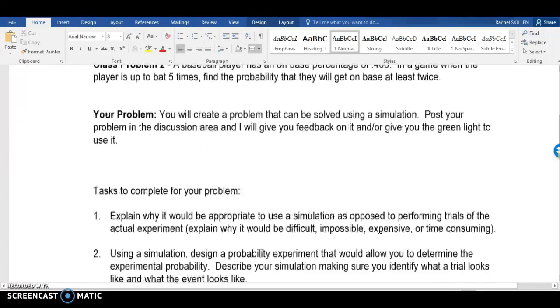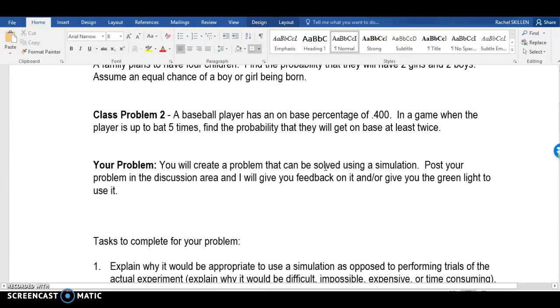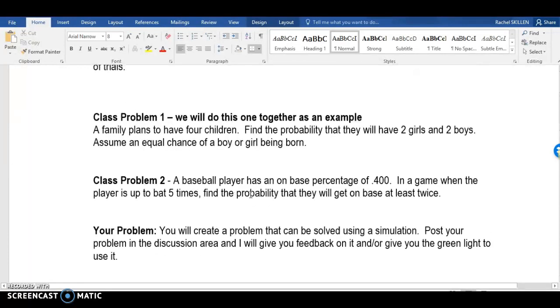So the next step for you is to create your own problem. So you're going to create a problem that you think you can use a simulation to do trials to determine the empirical probability. So what I would like you to do is, once you have your problem, post it in the discussion area and wait for me to give you some feedback on it. And then once I give you feedback, then go ahead and do your 50 trials and determine the probability for your particular situation.